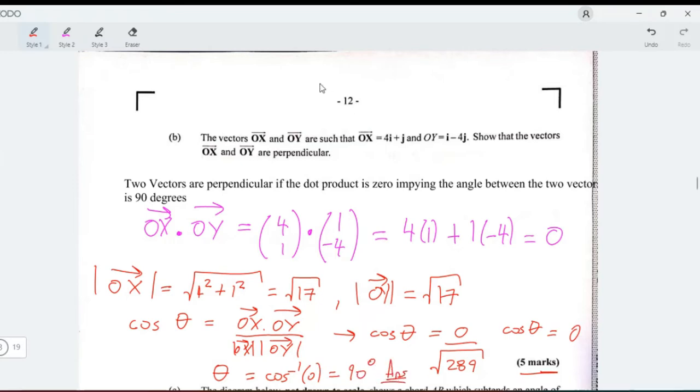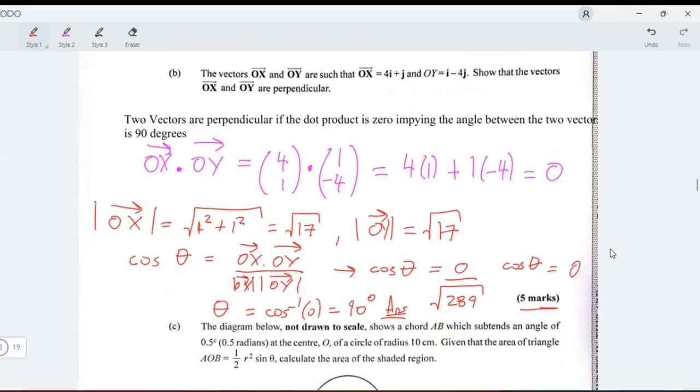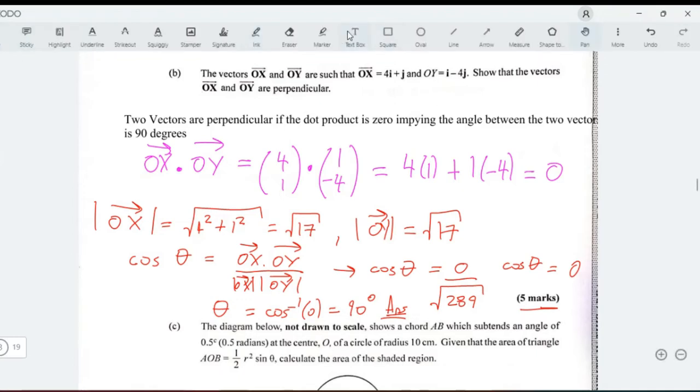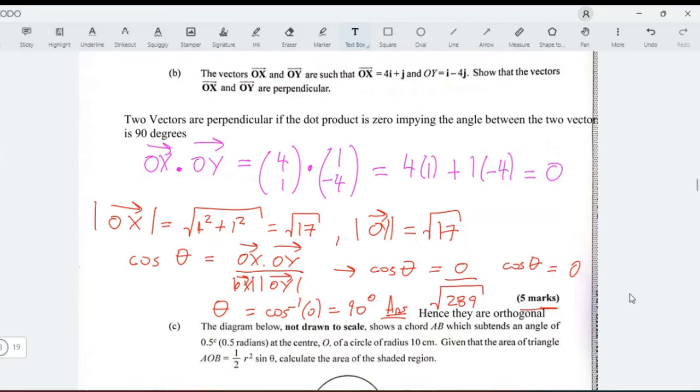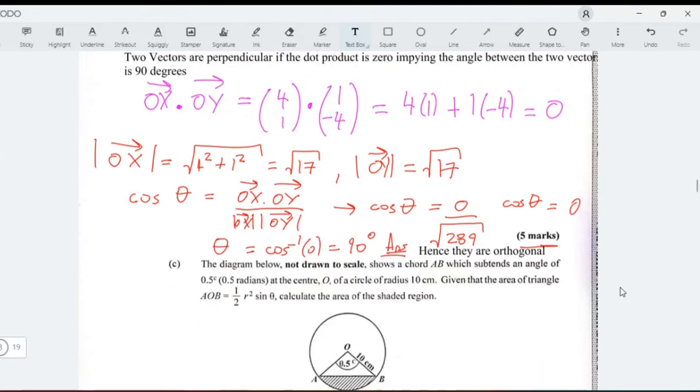So to me, that is sufficient now for them that indeed OX and OY are perpendicular. So just give them a statement and tell them hence they are perpendicular. So always give them a statement, hence they are orthogonal. Orthogonal means perpendicular. All right.